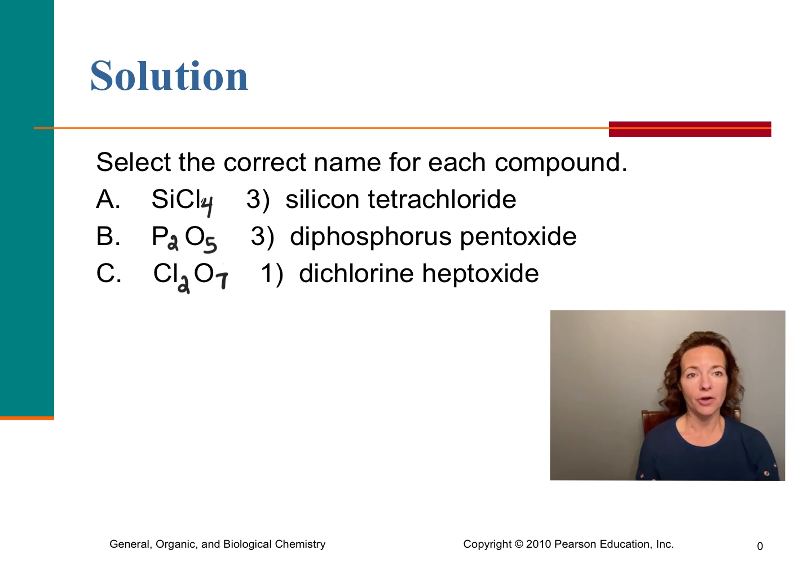So hopefully you got all 3 of them correct. The first one should be silicon tetrachloride. The second one should be diphosphorus pentaoxide. And the last one would be dichlorine heptaoxide.